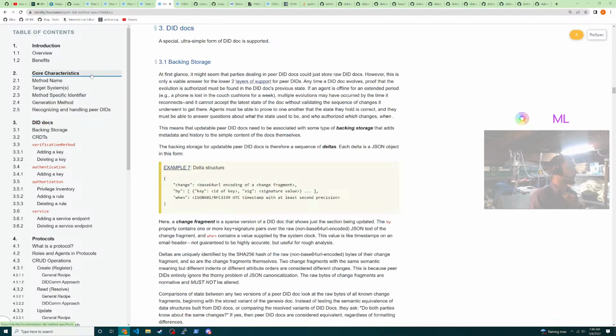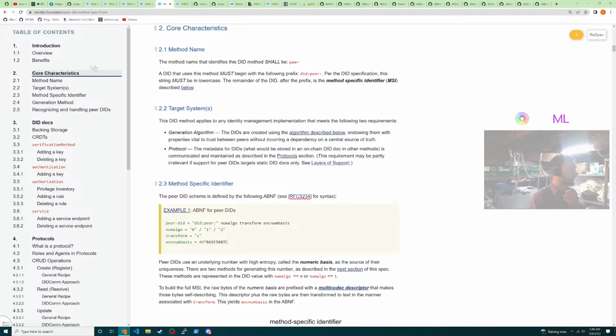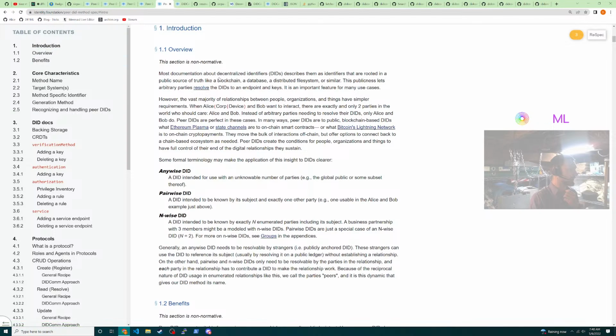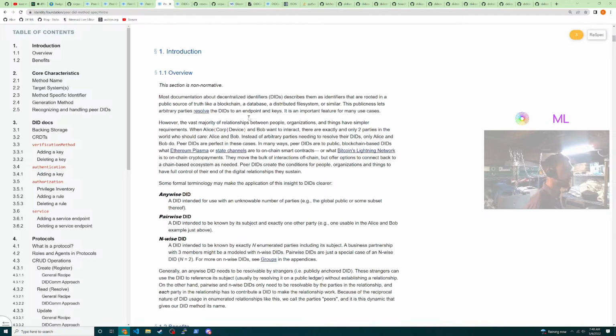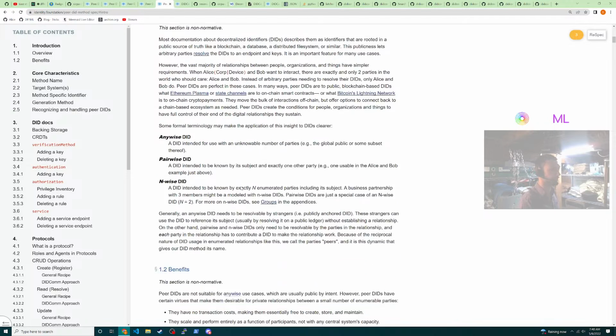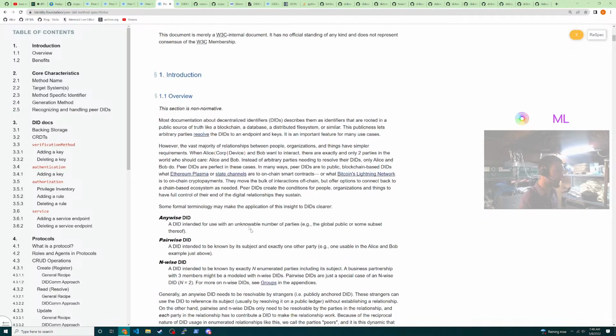DID docs. Okay, so core characteristics. Introduction. Oh yeah, we skipped right to the security concerns. Always skip right to the security concerns. That way you know immediately whether this fits your model or not, because you don't want to get too far invested in something and then start bending over backwards for insecure default behavior within your use case.